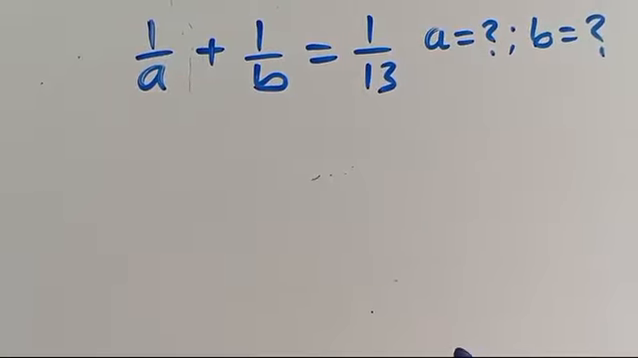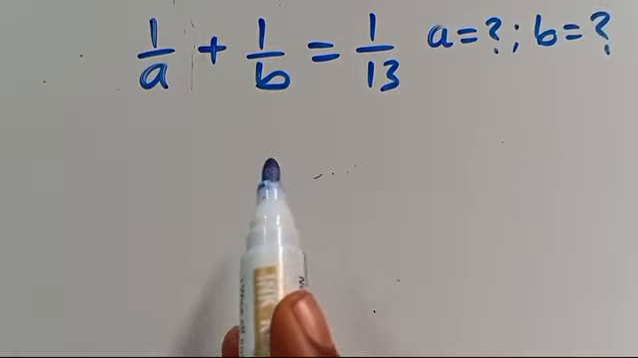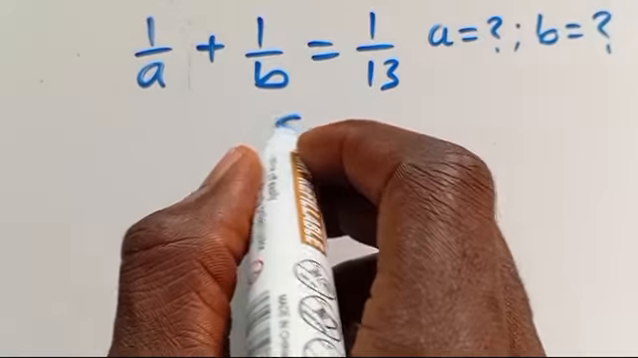What is the value of a, b, given that 1 over a plus 1 over b equals 1 over 13? So let's go to the solution.